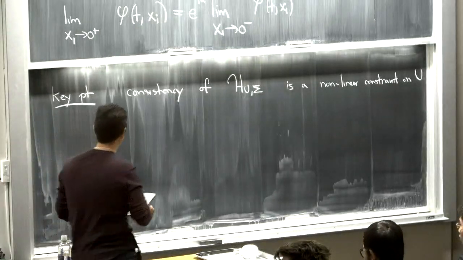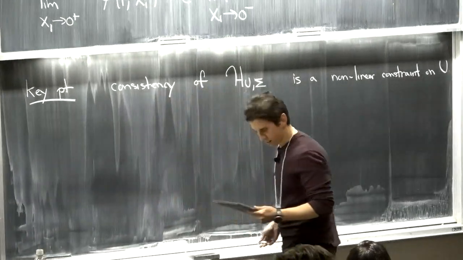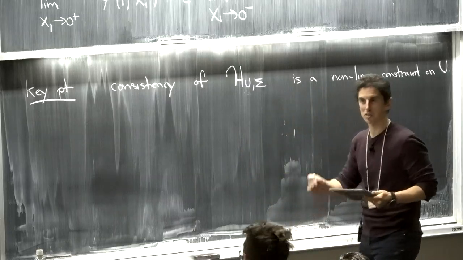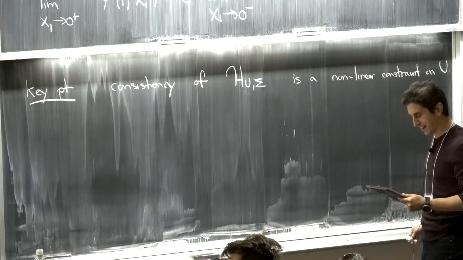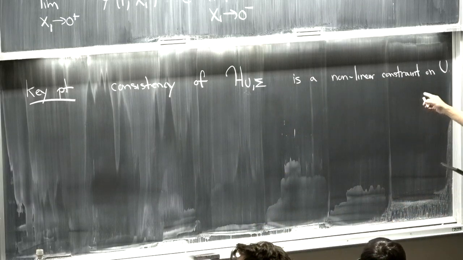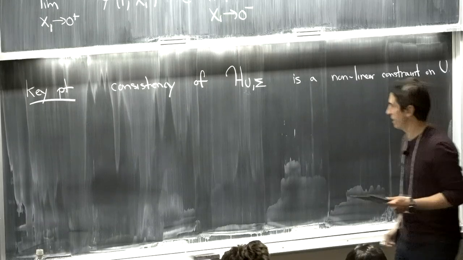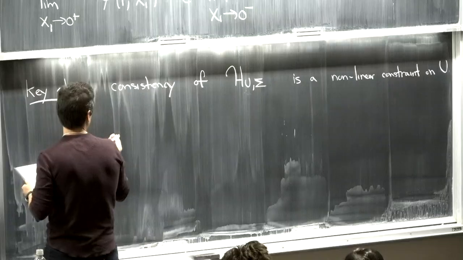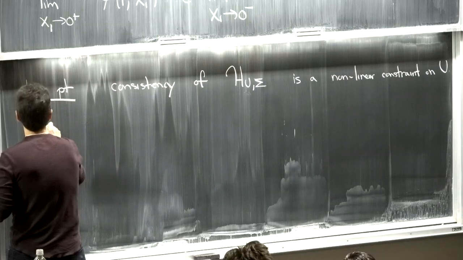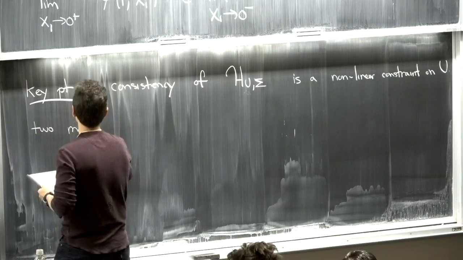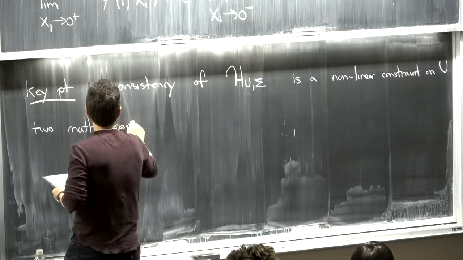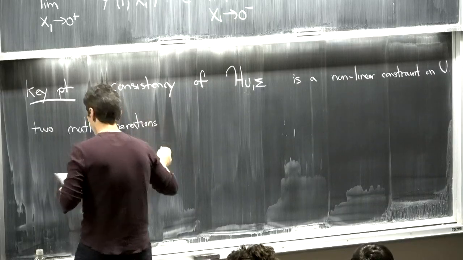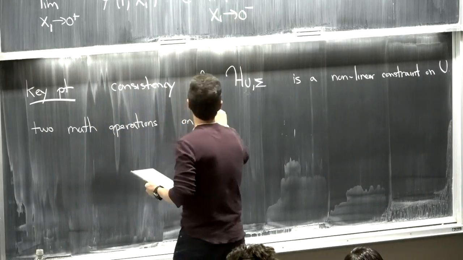Okay, good. All right, so I'm going to ignore further questions for a little while. Okay, so the consistency of this Hilbert space is a nonlinear constraint on U. And I'd like to show you some of that. So there are two mathematical operations on Hilbert space.